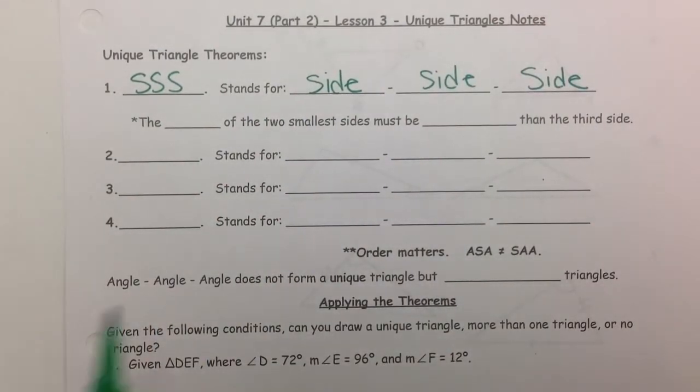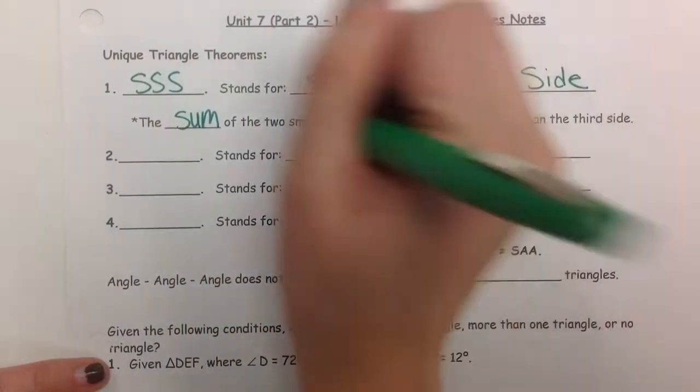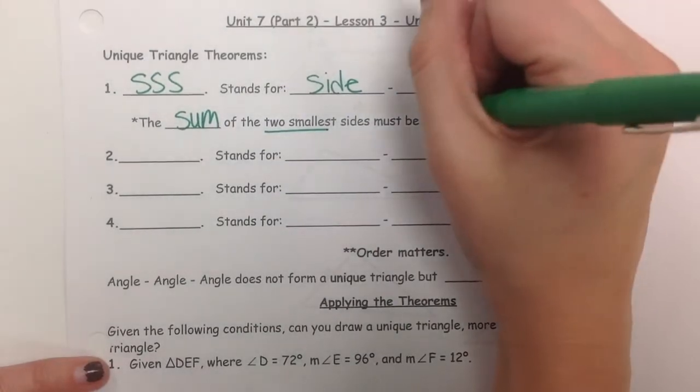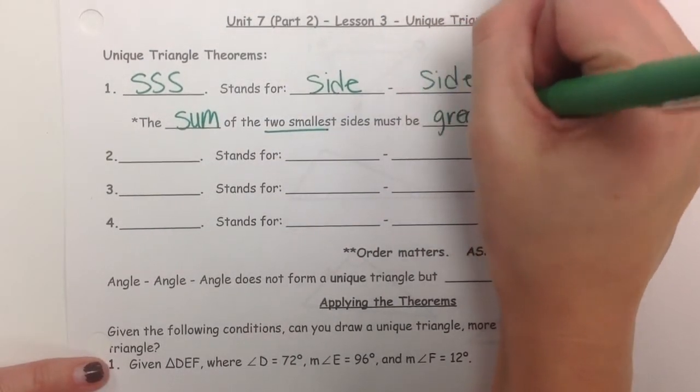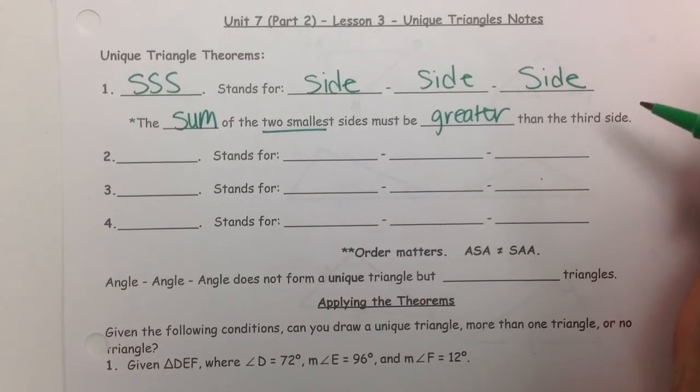Well, we have to remember that just because they have 3 side measures doesn't mean that it forms a triangle. We have to think about that the sum of the 2 smallest sides must be greater than the third side, because even if there's 3 side measures, if that doesn't work, then it cannot form a triangle.